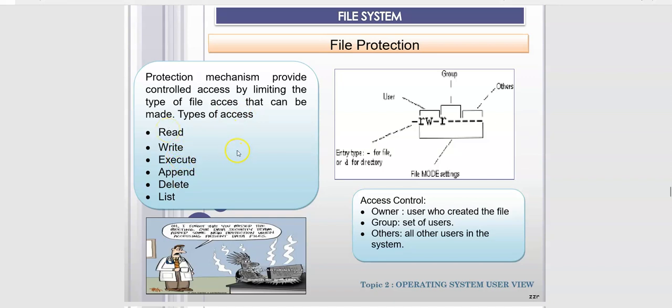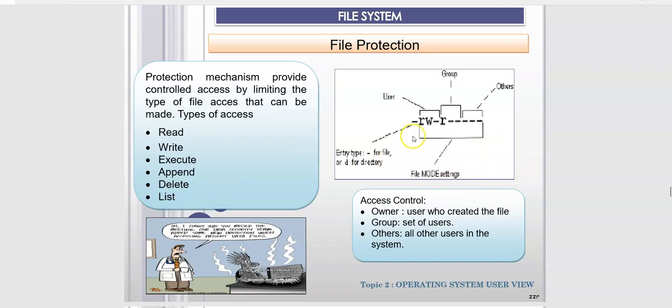If you set read only, the user will only be able to open and read your file, for example a PowerPoint or Word document or PDF file, but they will not be able to write on top of your file. If you allow them to read, write, execute, that means you allow them to edit your file and it becomes their own file. It's like giving the ownership of the file to them. That's what we call file protection.